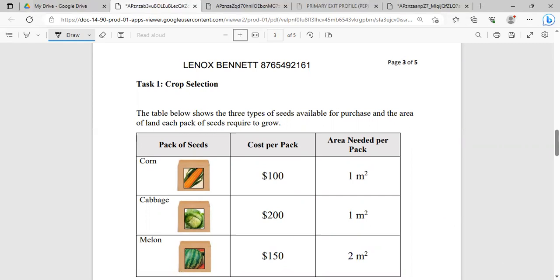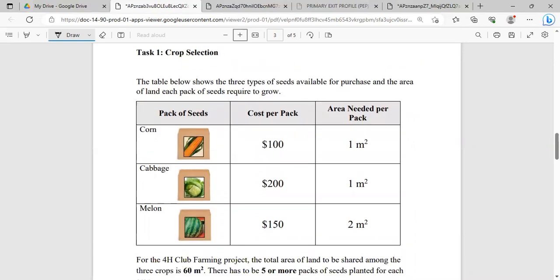So corn costs $100 per pack. The area needed per pack is 1 meter square. Cabbage is $200 per pack, and the area needed per pack is 1 meter squared, while melon costs $150 and needs 2 meters square per pack. And that's the area needed. So that's the amount of space: 1 pack of corn will take a space of 1 meter square. All right, let's move on.